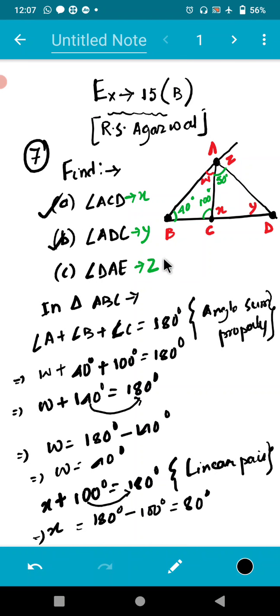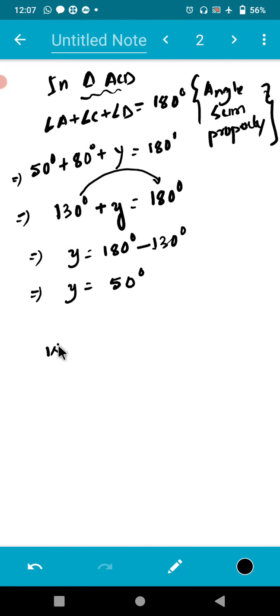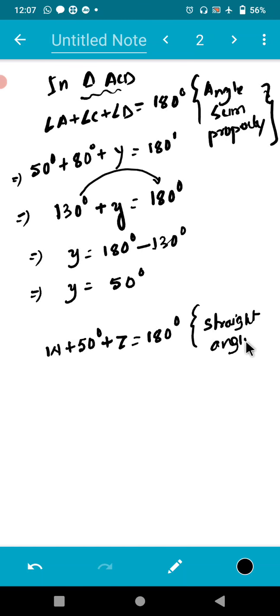Y is also done. Now, finally, we have to find out Z. Now, this is what we have to find out. Now, as you see, this whole angle, students, is 180 degrees because it is a straight angle. Now, this straight angle has been split into 3 angles. So, what will we write? W plus 50 plus Z, and this will be equal to 180 degrees. And why are we writing this statement? Because all these angles combine to form a straight angle, isn't it?